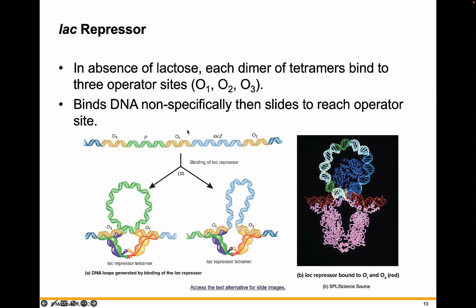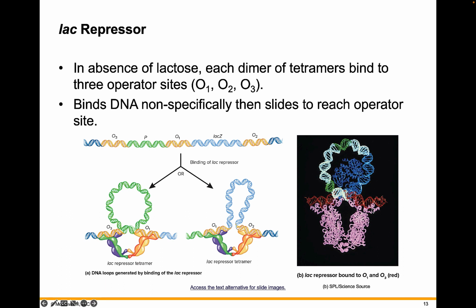On the other hand, it can also form a loop between O1 and O2, and the DNA basically bends right here. So even if the RNA polymerase tries to come over here, it has to pause because it cannot go through the loop produced by the LAC repressor.